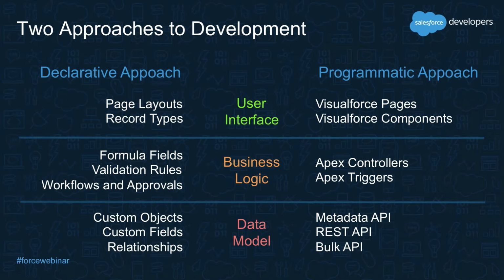The view is very similar to the presentation layer. This is how you display the data you have as valuable information to your employees and clients. For example, page layouts, record types, and Visualforce pages are part of the view. And finally, you have the controller, which is what connects everything together. These are classes, these are triggers, and those are the files we write to fetch and manipulate data. These classes and triggers are written in a language that is called Apex.